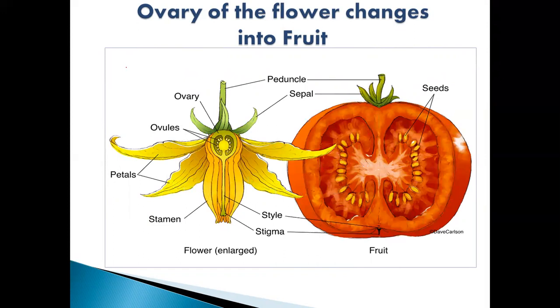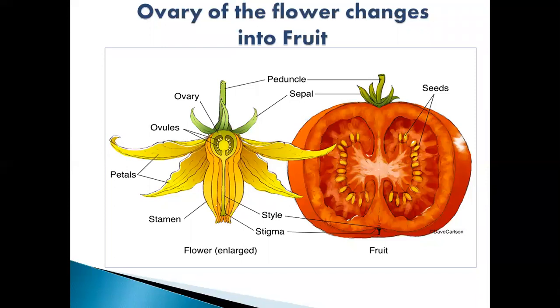So now we will see once again how the ovary changes into fruit. If you see, this is a tomato, and the flower is changing into fruit. Actually, a tomato is a fruit, not a vegetable, because it has seeds inside it. And there are some other fruits which we use as vegetables.